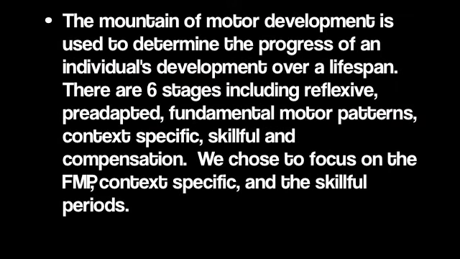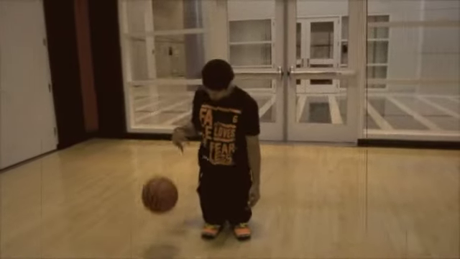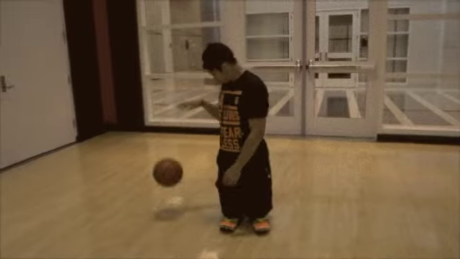The mountain of motor development is used to determine the progress of an individual's development over a lifespan. There are 6 stages, including reflexive, pre-adapted, fundamental motor patterns, context-specific, skillful, and compensation. We chose to focus on the F&P, context-specific, and the skillful periods. The F&P period occurs from 1 to 7 years and is the stage in which hand-eye coordination develops.